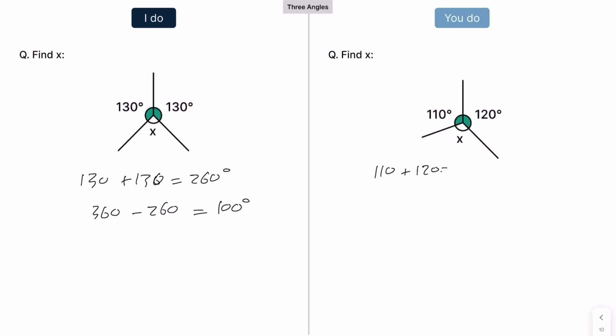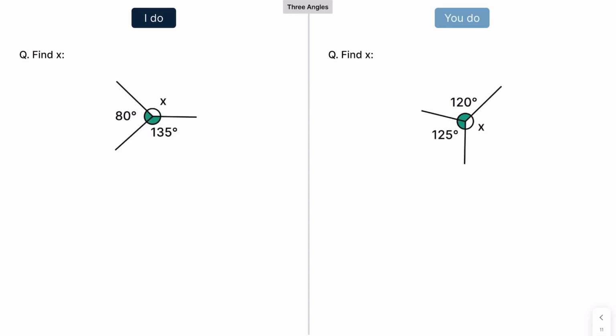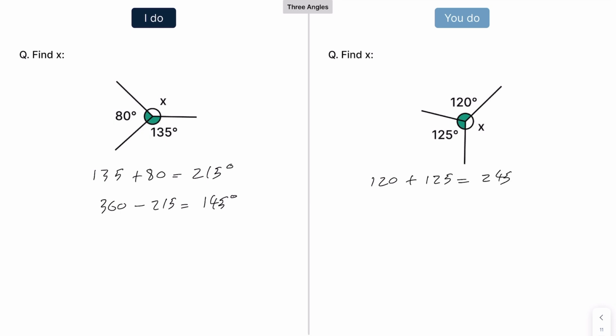So that's 110 plus 120, which is 230 degrees. And then we're going to do 360, take away 230, which gives us 130 degrees. Again, in a slightly different orientation, the exact same concept. So 135 plus 80, that gives us 215 degrees. And then we have 360, take away 215, and that gives us x as 145. So again, press pause and have a go at this. So that's 120 plus 125, which is 245 degrees. And 360, take away 245, that gives us 115 degrees.